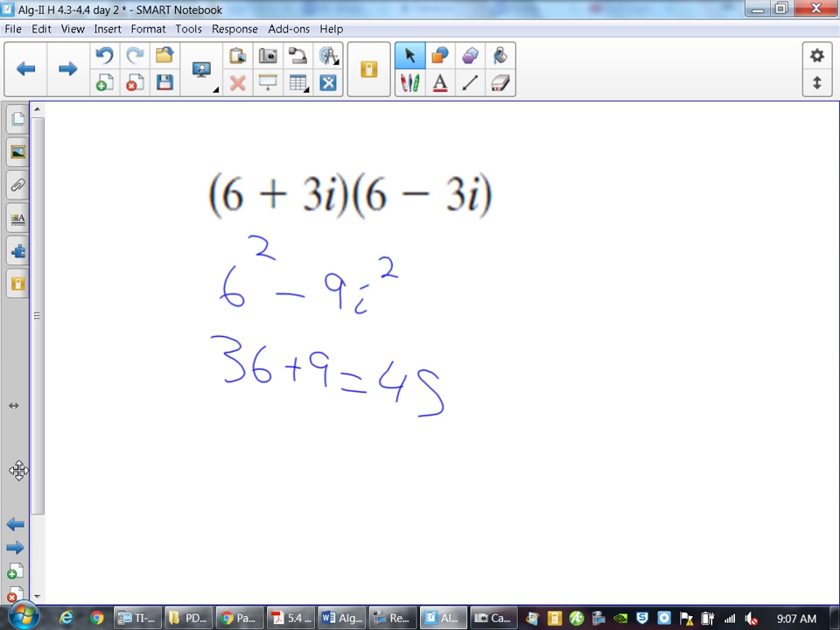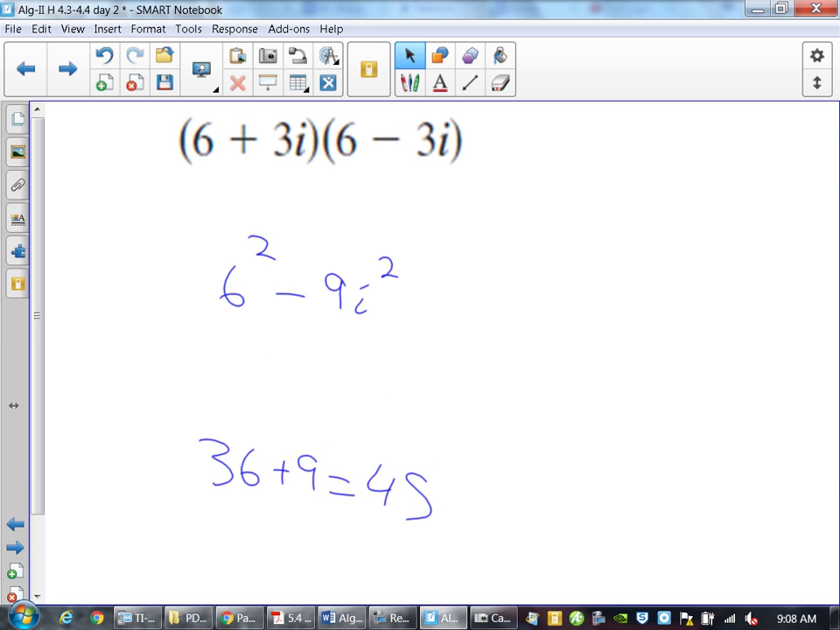There you go. What happened to the i? What's i squared? Negative 1. So this, you're okay with the middle term, right? All right, so this is 36 minus 9, and i squared is negative 1. Guys, do you know how to do an i squared? You'll have to remember what i is, the square root of negative 1, and i squared is negative 1.